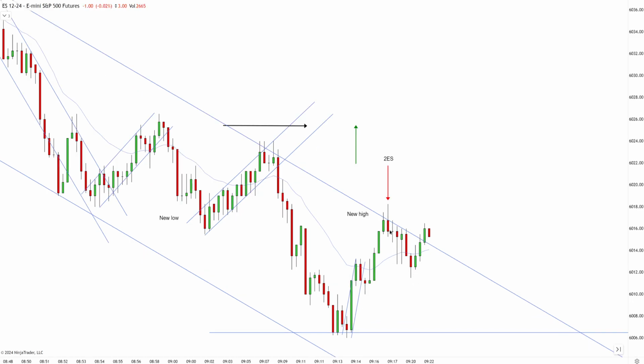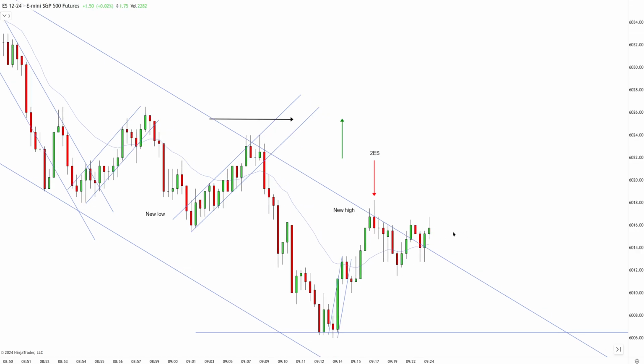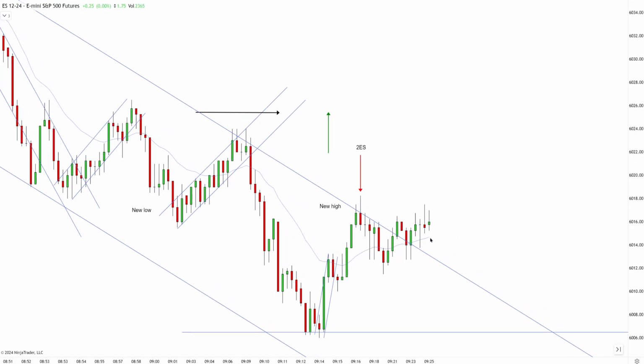The second entry short worked for a scalp. We're back above EMA, so now I have to be careful. I cannot sell anything. EMA keeps holding even more.